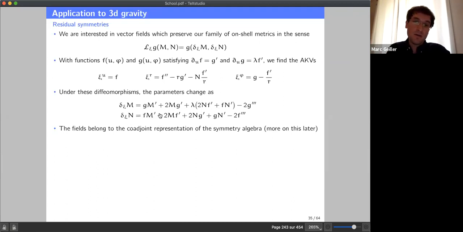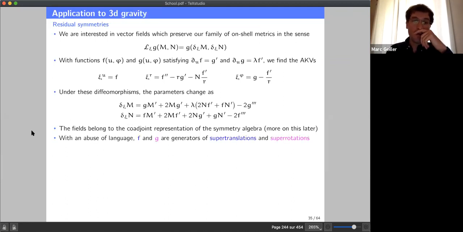Or in fact, another algebraic way to say this is that we don't know at this point what the symmetry algebra is. But if we knew the symmetry algebra already, you could find that these fields transform as if they were in the coadjoint representation of the symmetry algebra. Now with an abuse of language, because it's not really the case here, we can call F super translations and G super rotations. And I will explain in a minute what this means.